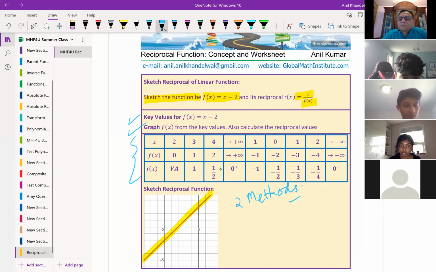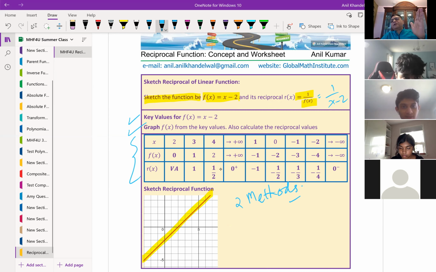Yes, sir. Sir, before I do that, I have a question. When we say let the function f of x equal x minus 2, and we have to find the reciprocal, the reciprocal would be 1 over x minus 2, right? Correct. So in this case, we have 1 over x minus 2. So can we draw 1 over x and then just move every point 2 units to the right? We will not adopt that approach.